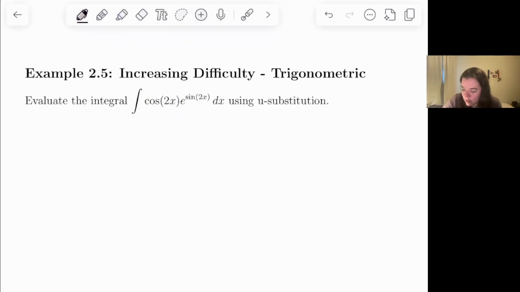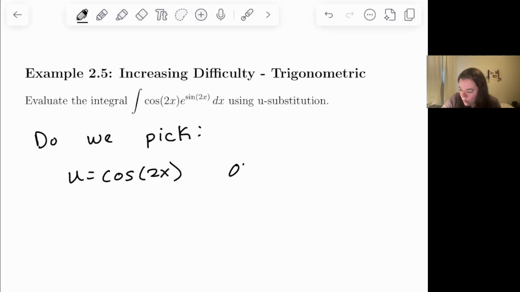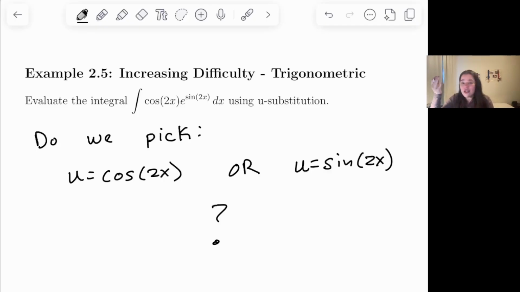Do we pick u equal to cosine of 2x or u equal to sine of 2x? This is a great question. How do we know which one to pick? Since their derivatives are versions of each other, this becomes complicated.